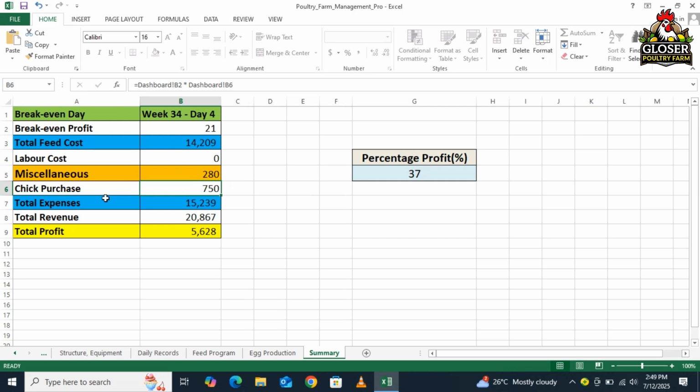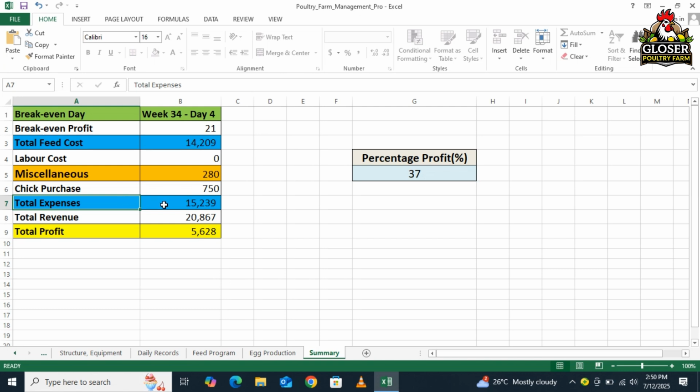Next on the summary sheet is total expenses. This is the complete amount of money you've spent to run the farm, everything combined. It includes the cost of feed, labor, miscellaneous items, and the chicks themselves. It doesn't include land or buildings because those are one-time investments that can be used over and over again with future flocks. We're focusing here on the running costs of one production cycle.